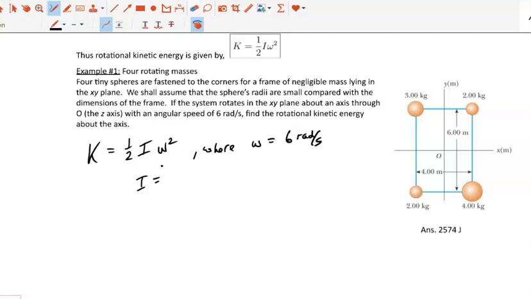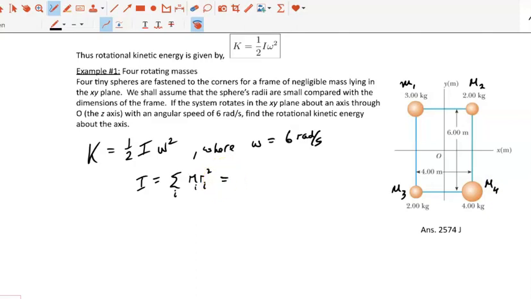How do you find the rotational inertia of a point mass? If you recall, it's given by the sum of all the masses, so the sum of m_i r_i squared, for all masses. There are really 4 masses. We'll call this 3 kilogram one m1, the 2 kilogram here m2, the bottom left m3, and the bottom right m4.